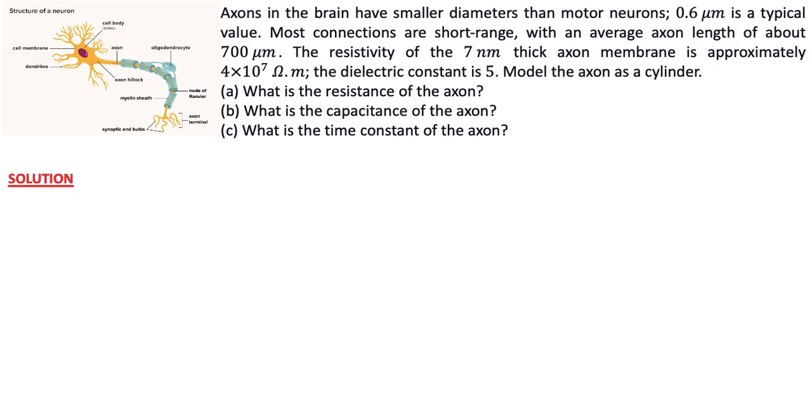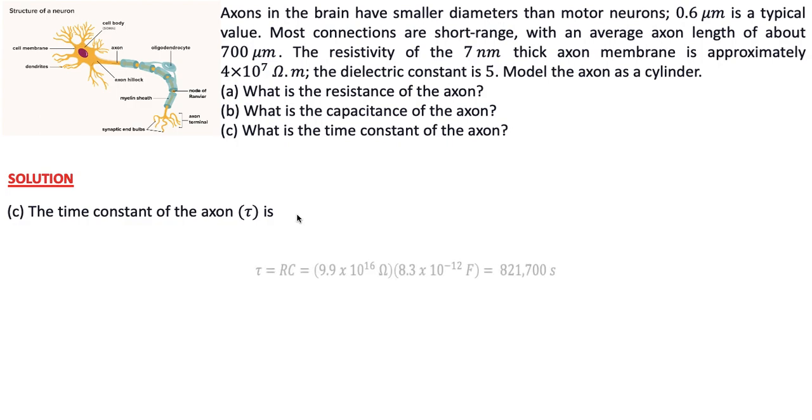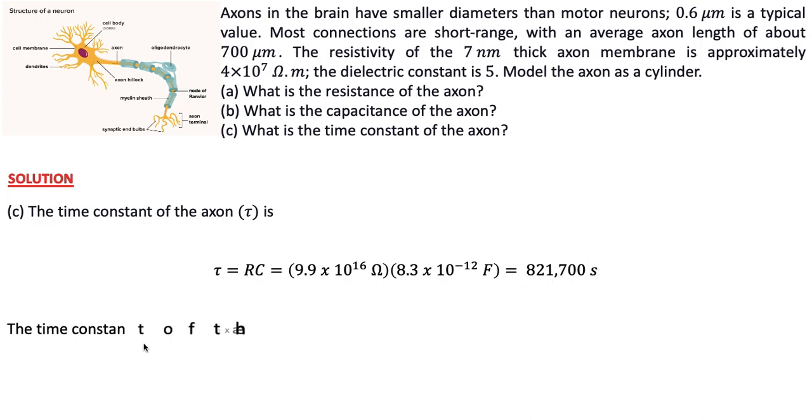And C, the time constant of the axon, tau, is tau equals resistance times capacitance. Then we substitute the variable values and we get the result. So we can say that the time constant of the axon is 821,700 seconds.